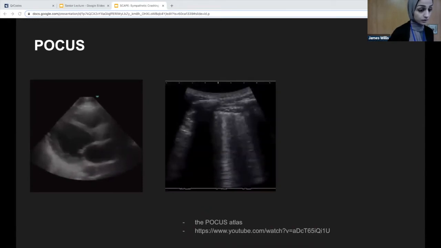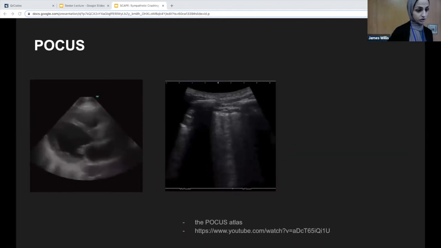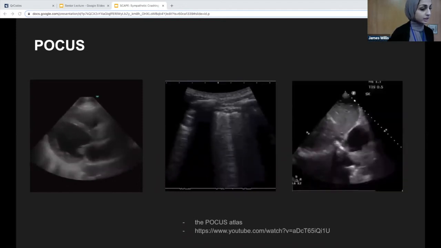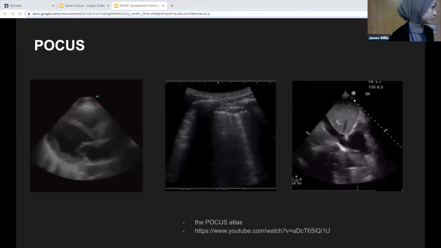So you look at his lungs and you see that there are B lines diffusely. And in this patient, you're seeing fluid in the lungs. So you look at the IVC, expecting it to be plethoric, but in fact it's not plethoric and there's some respiratory variation.